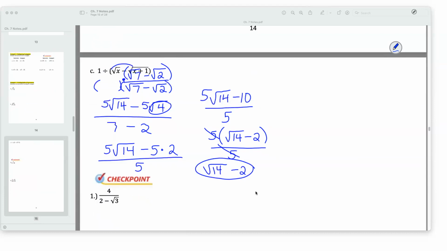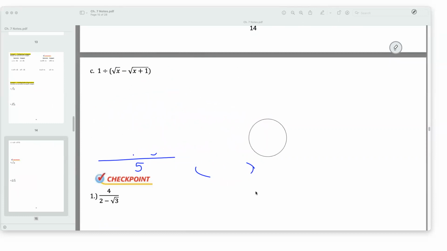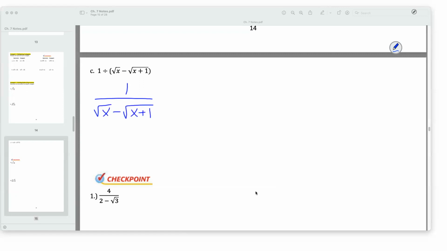Letter C just becomes a little bit more difficult because we're adding to the process, but no worries. We know exactly what to do. First, we're going to rewrite what it looks like. So right now it says 1 divided by the square root of x minus the square root of x plus 1. And now it looks more so like the fraction that we're used to seeing.